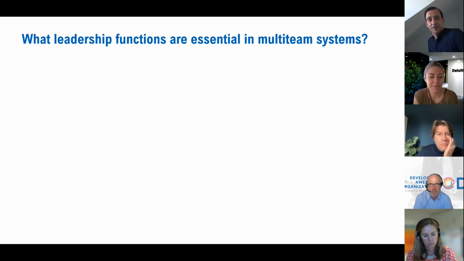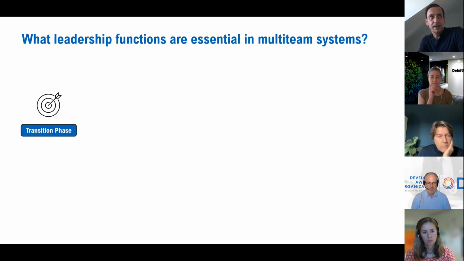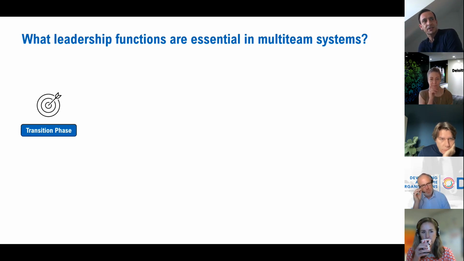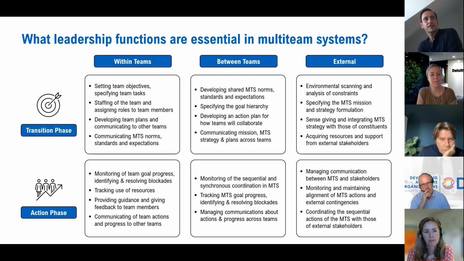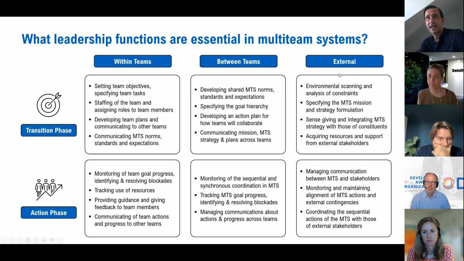Having another perspective, because I said not only processes are important, but also leadership is an essential and crucial factor for the success and the effectiveness of multi-team systems. And I will stick to my theoretical perspective, differentiating between the transition phase and the action phase on the one hand, and on the other hand, you have to separate between within-team leadership behaviors, between-team leadership behaviors, and external, meaning managing your stakeholders during the accomplishment of the tasks of your multi-team system.